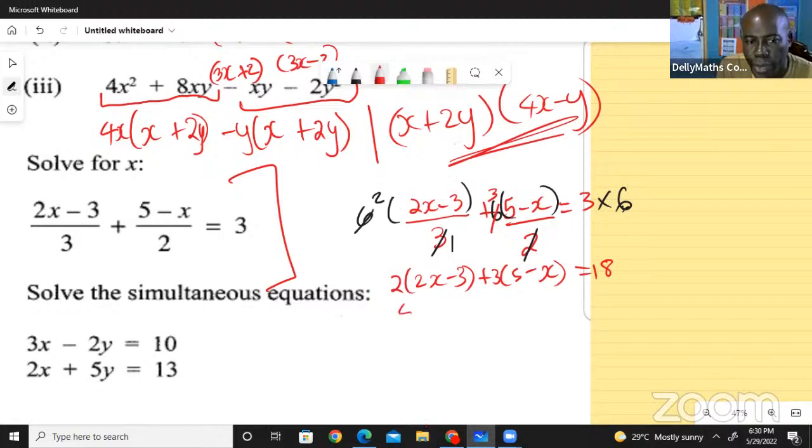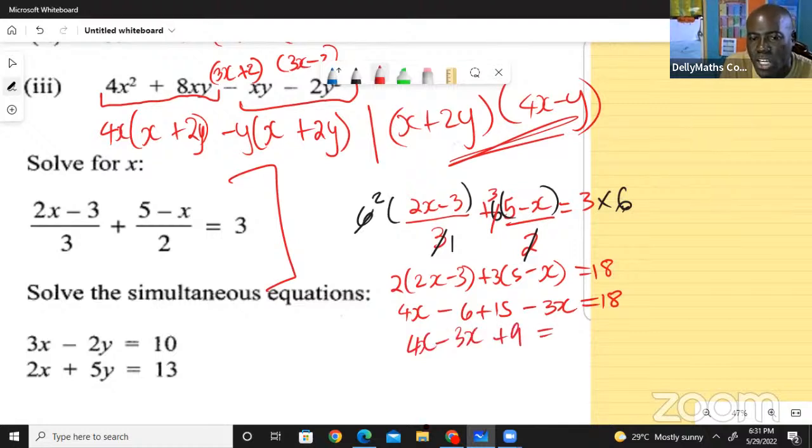So now we're going to distribute. So we have 4x minus 6 plus 15 minus 3x equal to 18. All right. So there it is. So we're going to combine what we ought to combine here. I'm referring to 4x minus my 3x, and the negative 6 and the 15 will give me a 9, equal to 18. So 4x minus 3x is x, and if I subtract 9 from both sides, you can see that x is equal to 9.